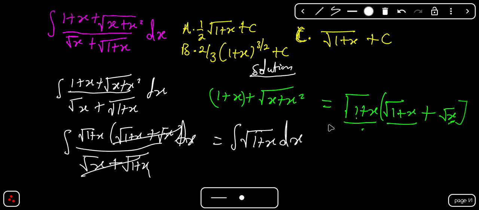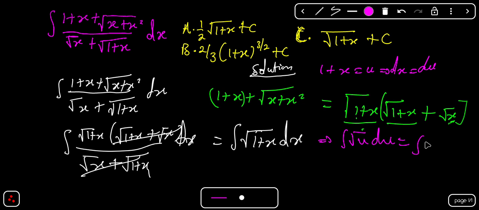So we make a substitution here. We are going to say let 1 plus x be equal to u. So if 1 plus x is u, you have dx is equal to du. Okay. So we're going to have the integral of square root of u du. And this can also be written as the integral of u raised to the power of 1 over 2 du.